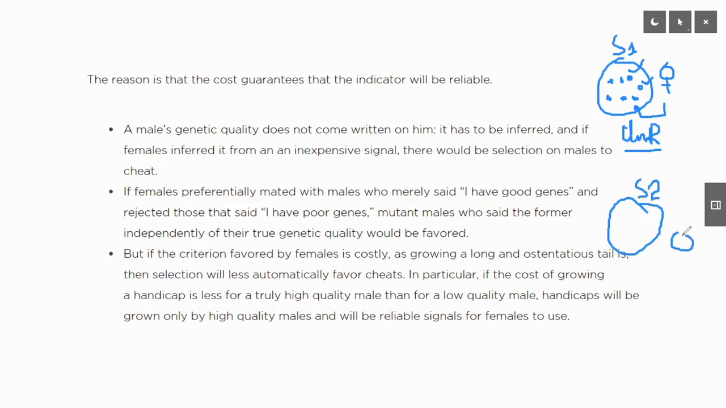This is scenario two. In this scenario, this is the female, and this female selects the individuals, and these individuals are different. Let me use some different colors. So there are two types of individuals, three types of individuals. Some of these individuals, like this red one, have that beautiful handicap, and the handicap must be expensive.